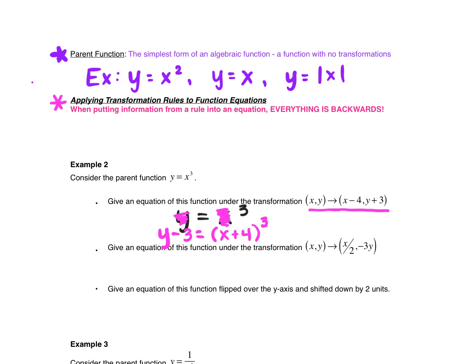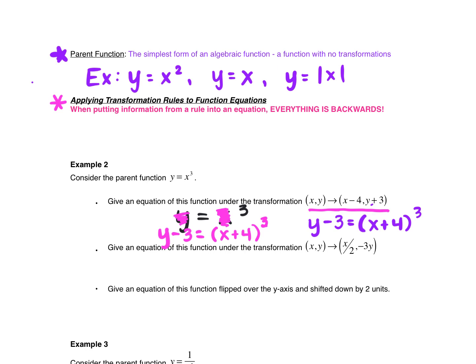So what's written down here in pink, and I'll write it off to the side so that it's a little more clear, would be my final equation: y minus 3 equals (x plus 4) cubed. And if you were to graph that, you would see that it looks just like y equals x cubed, except it has been shifted to the left 4 and up 3.